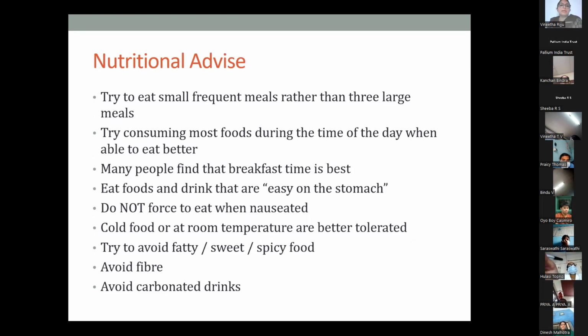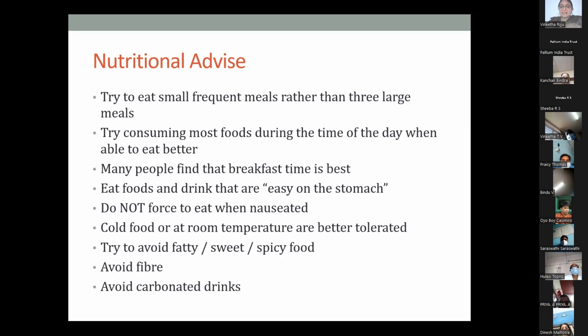Yes. So small frequent meals, then most of the food try to consume in the daytime because that is observed to be better tolerated. And many people find that breakfast time is the best because they can at least retain much of the food when eaten at that time. And something which is easy on the stomach, like you were saying, boiled, steamed food and all that. And never cold feed a patient who is very nauseated. Cold food or food at room temperature is better tolerated. So sometimes even cold milk is nice. Then try to avoid fatty food, sweet food, spicy food. Avoid fiber that can also cause or aggravate the nausea and vomiting.